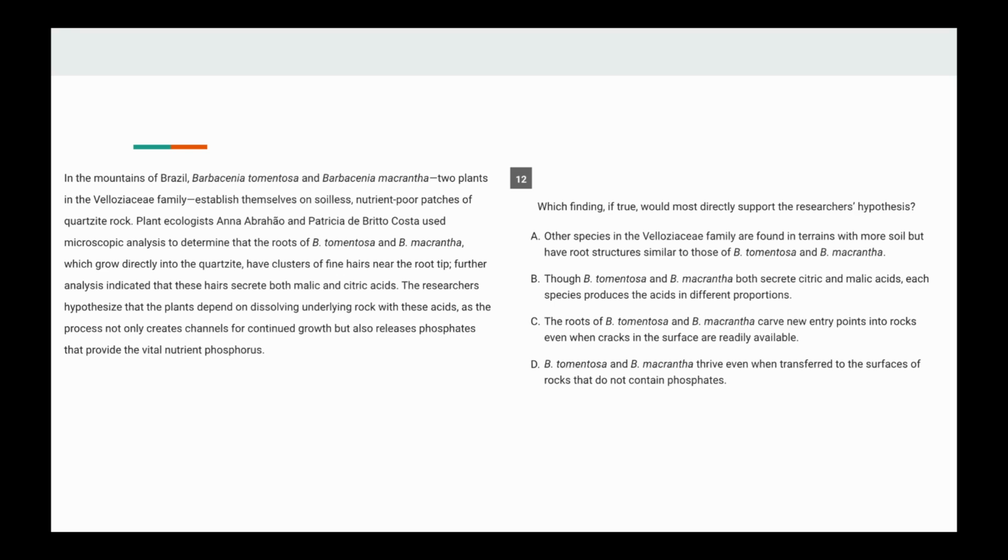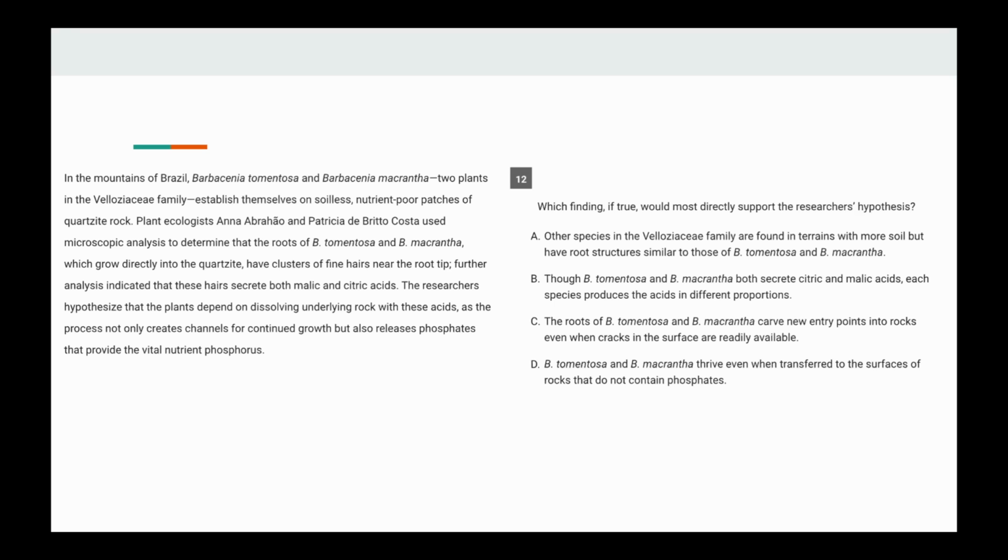And remember, in questions which ask about assumption, it is okay to logically assume things, to try to infer things from your own logic. So, from our own logic, yeah, this answer choice is supported by the passage. A and B were not supported by the passage at all, but C is supported. Because if you're not sure about the answer, ask yourself, why would they carve these new entry points even when cracks are readily available?